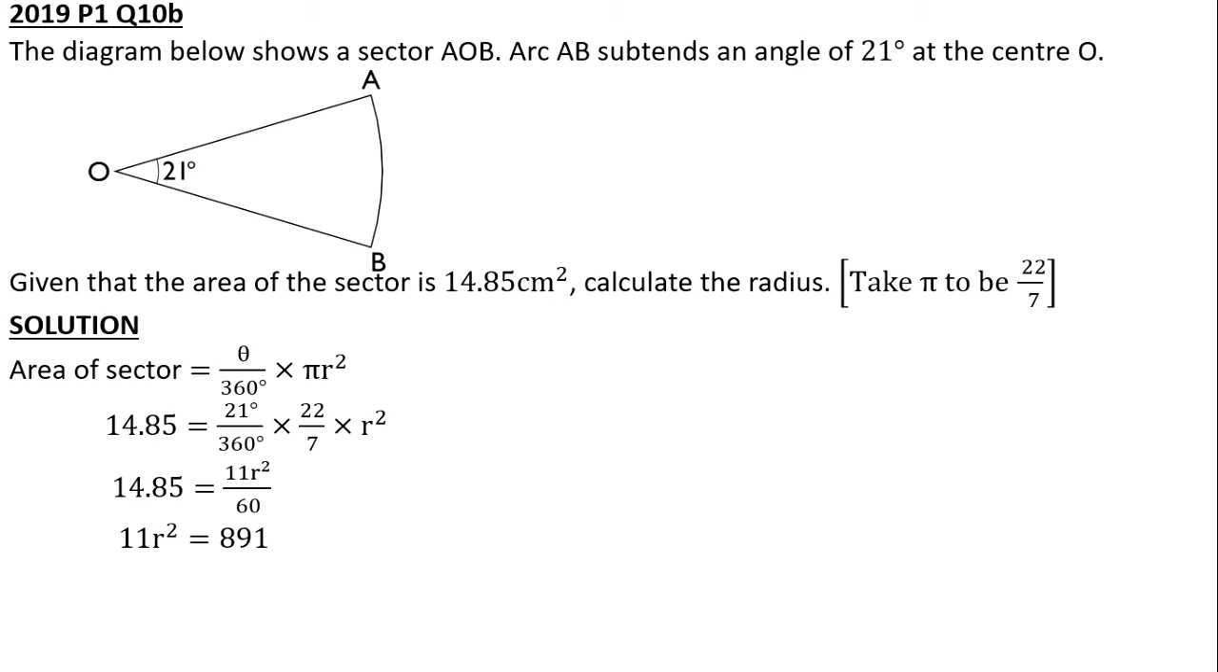To find the value of r squared, we have to divide both sides by 11. Our r squared is equal to 81. From there, we introduce the square root on both sides. Our r is equal to 9 centimeters. So the radius was 9 centimeters.